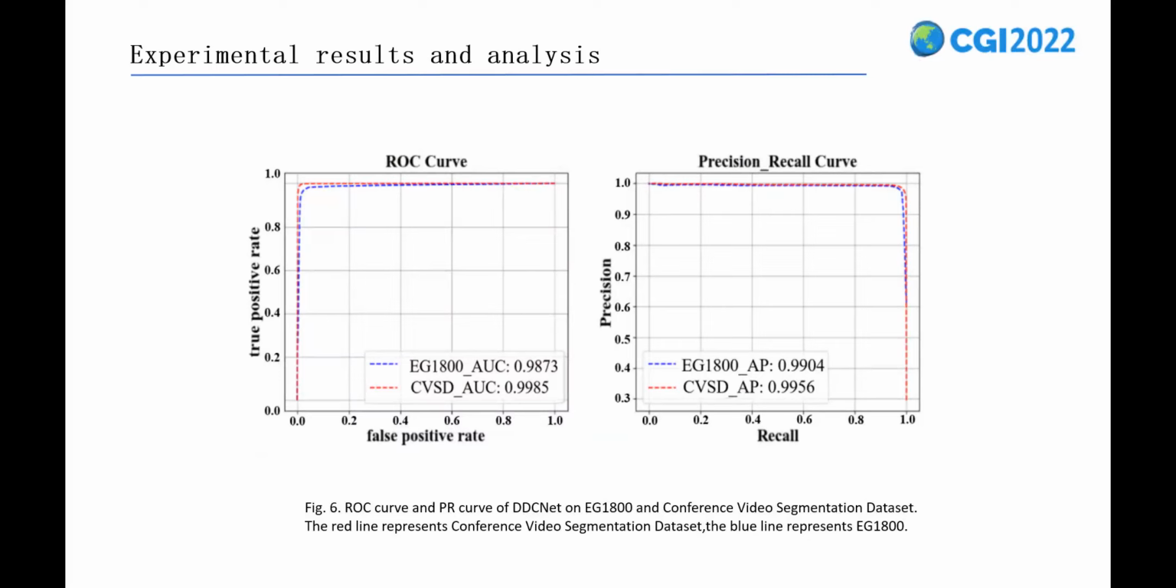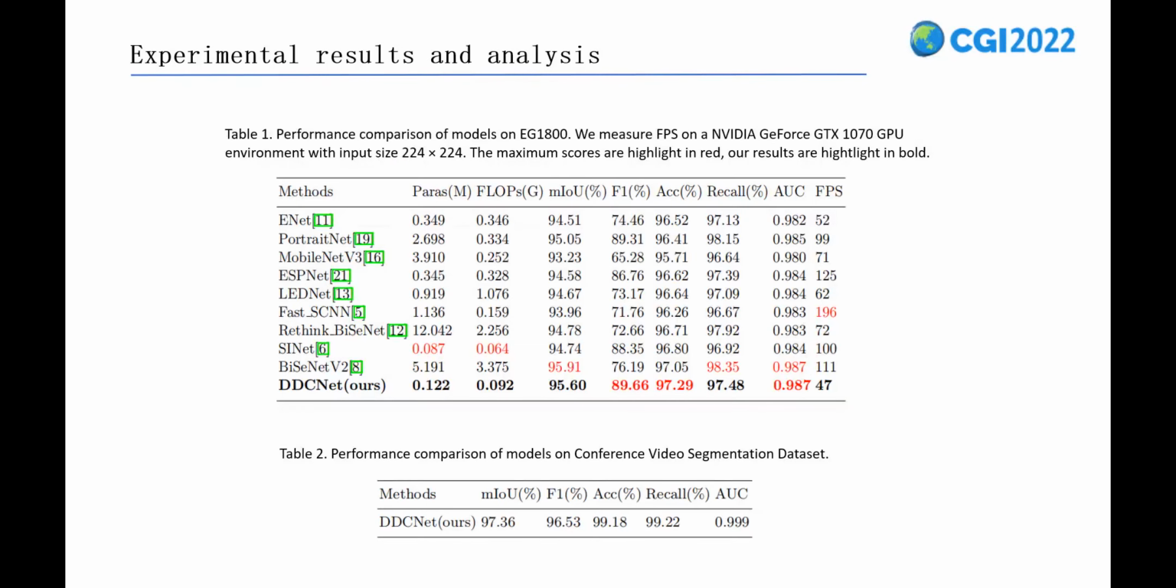Figure 6 shows the ROC curve and PR curve of DDCNet on the EG1800 dataset and the video conference segmentation dataset. The AUC value on the EG1800 dataset is 0.9873. The average precision is 0.9904, and the AUC value on the video conference segmentation dataset is 0.9985, and the AP is 0.9956.